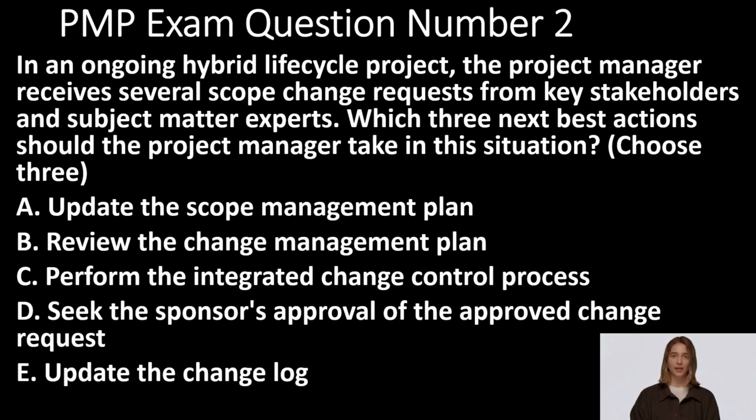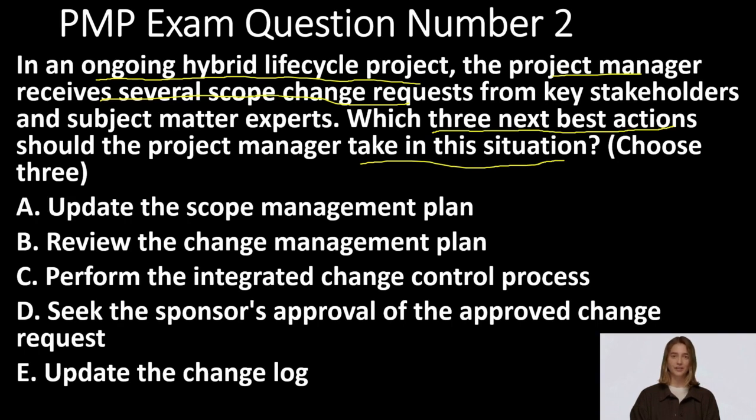The first line tells us that in an ongoing hybrid lifecycle project, the project manager is receiving several scope change requests from key stakeholders and subject matter experts. This indicates that the project is in the execution phase, and the issue at hand is the influx of scope change requests. The last line of the question states that the project manager should take 3 best actions in this situation. Let's go through all the options and select the 3 best actions the project manager should choose.